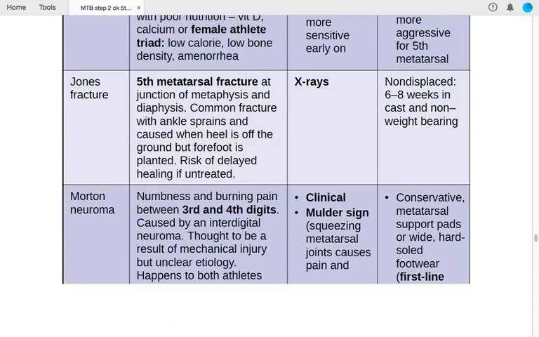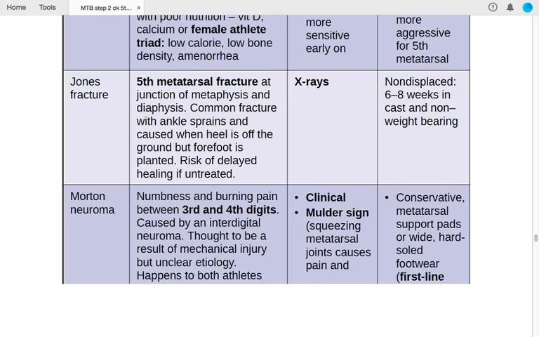Now, Jones fracture. A Jones fracture is a fifth metatarsal fracture at the junction of the metaphysis and diaphysis. It is especially common with ankle sprains and occurs when the heel is off the ground but the forefoot is planted. There is a risk of delayed healing if untreated, right? So we have to diagnose it by X-ray. For a non-displaced fracture we give 6 to 8 weeks in a cast, non-weight bearing. So we'll go for that particular procedure.